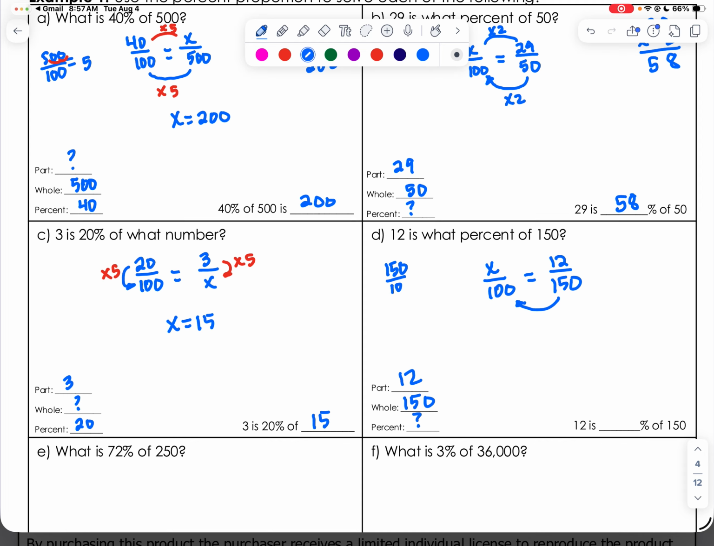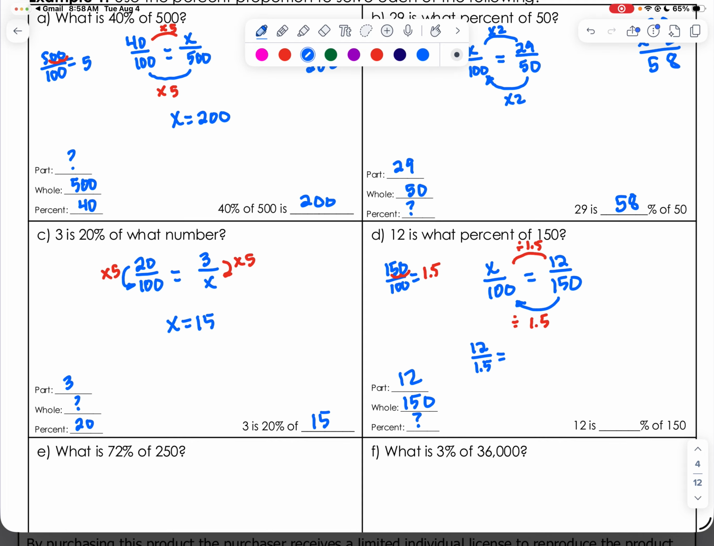150 divided by 100. Remember, to divide by 100, you just move your decimal in 2 places. So our scale factor is 1.5. So if I take 150 and divide it by 1.5, I'll get 100. So if I divide the bottom by 1.5, I must also divide the top number by 1.5. So I'm going to take 12 and divide it by 1.5.